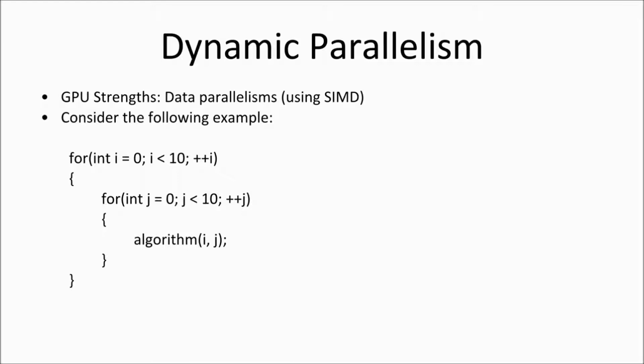Let's consider the following simple example. This is a nested loop that calls an algorithm 100 times. The inner and outer loop sizes are known at compile time or kernel launch time, so this nested loop can be easily unrolled and vectorized by the GPU. Each call to the algorithm can be carried out in parallel with different data inputs.